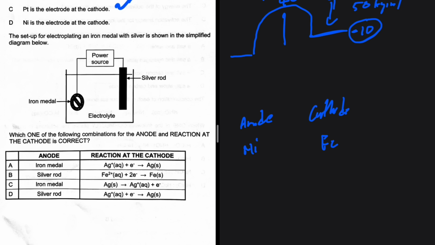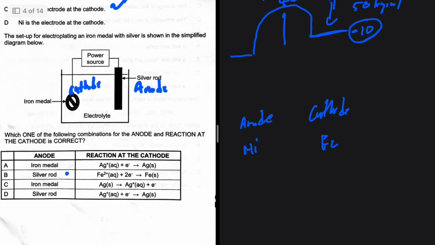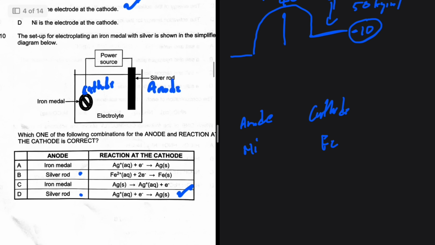So let's start here. At the anode, we need the silver. So this is the anode, right? And then at the cathode, we need the iron metal so that it can be coated through reduction. So anode, silver rod. So we're looking at B and D in this case. And then the reaction at the cathode, this way the reduction is taking place, right? We're going to have Ag plus an electron giving us Ag. So that is the answer to 1.10.